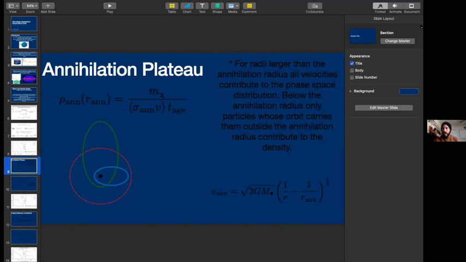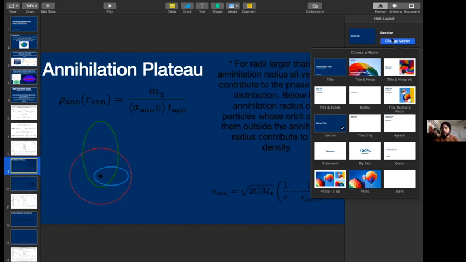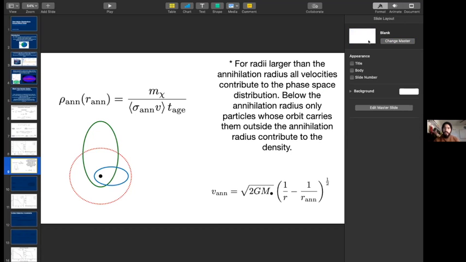Up until this point, I haven't considered annihilations. So if we consider that the dark matter annihilates, this can change the profile because if dark matter is annihilating, you're getting rid of dark matter particles, and this will soften the density distribution. So the way that we account for this is we define what's called the annihilation density, which occurs at the annihilation radius. And this basically just tells you when the annihilation rate becomes once per age of the system.